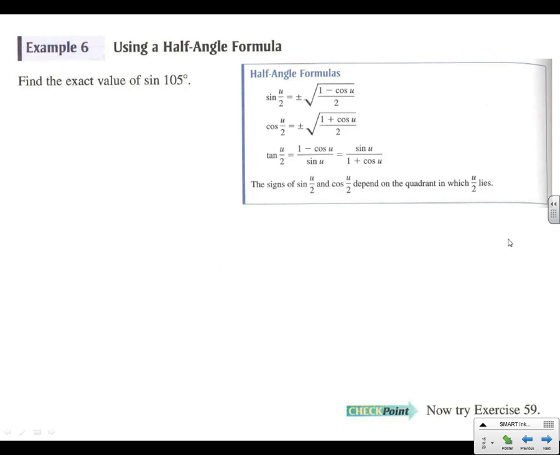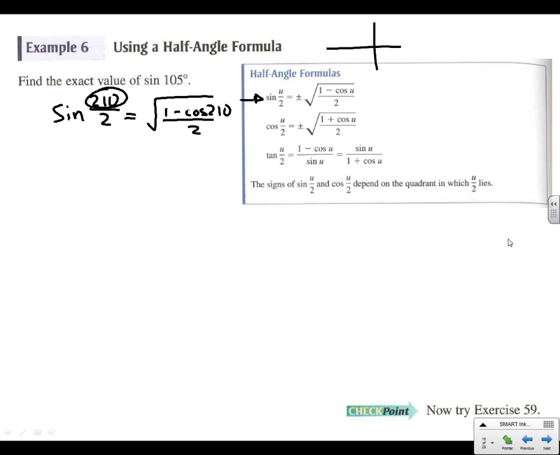All right, so let's try this. What's the sine of 105? 105 is not on our unit circle, but if we doubled it, 210 is on our unit circle. 210 divided by 2 is the same thing as 105. So that equals the square root of 1 minus the cosine of u, so the cosine of 210, all over 2.